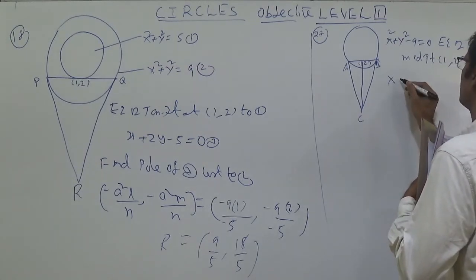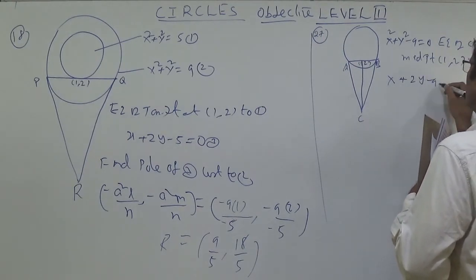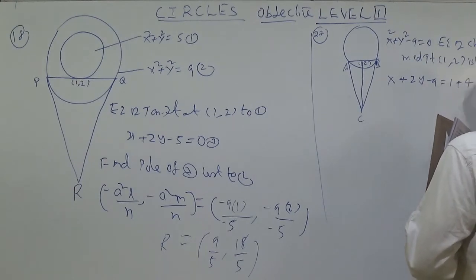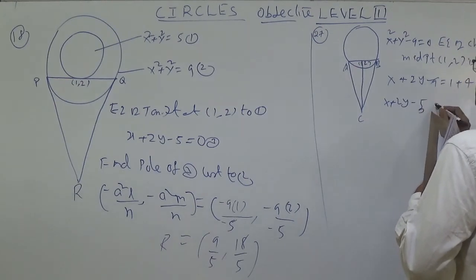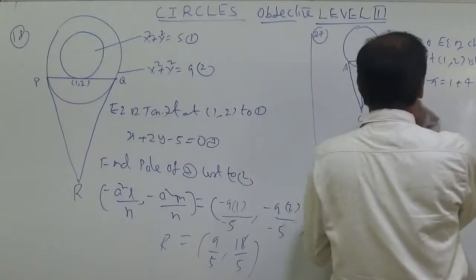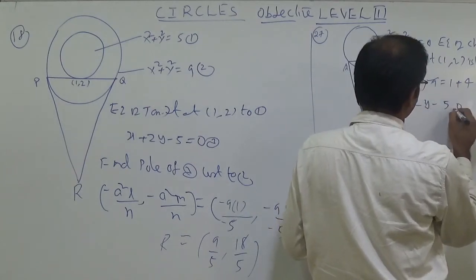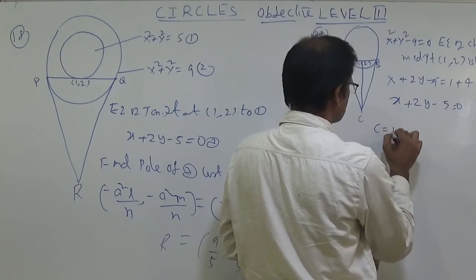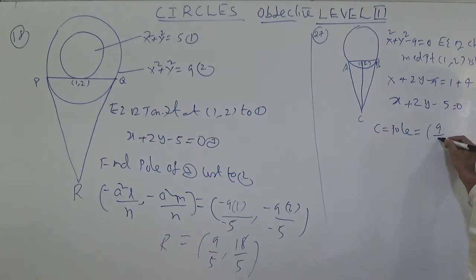So we can write x into 1, x + 2y - 9 = 1 + 4 - 9. So x + 2y - 5 = 0 is the equation of the chord having this midpoint. According to this, C is the pole. In the same way, as in the same model, the pole is (9/5, 18/5).